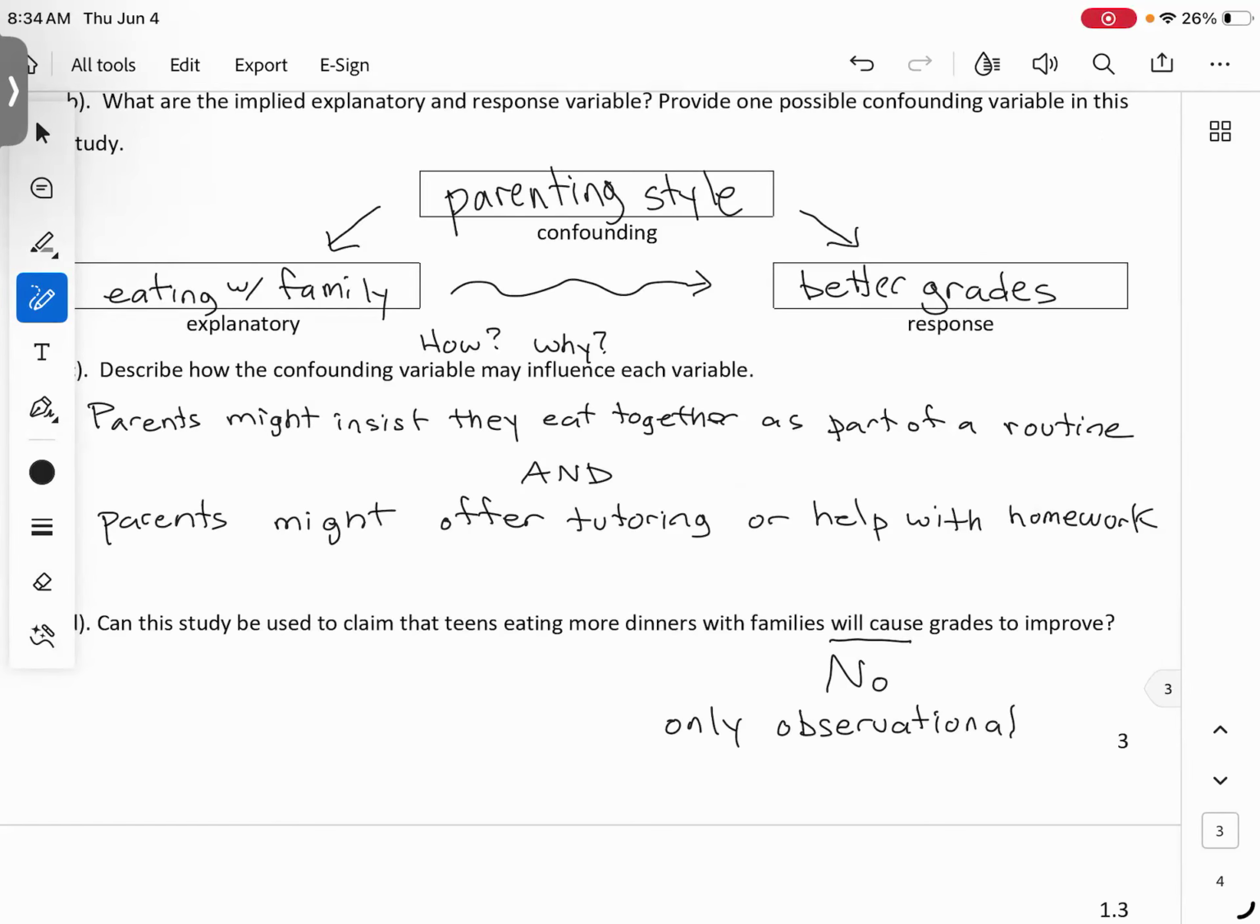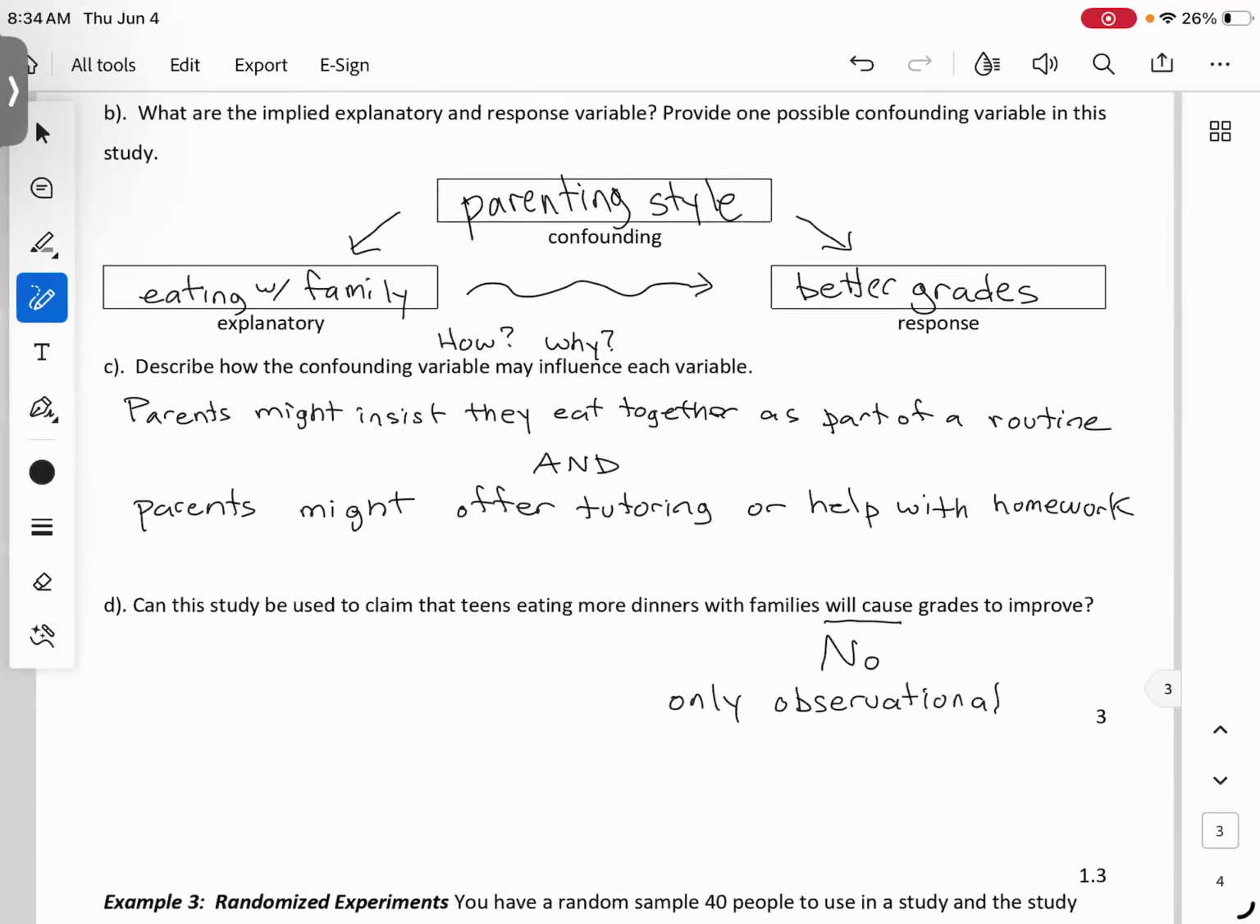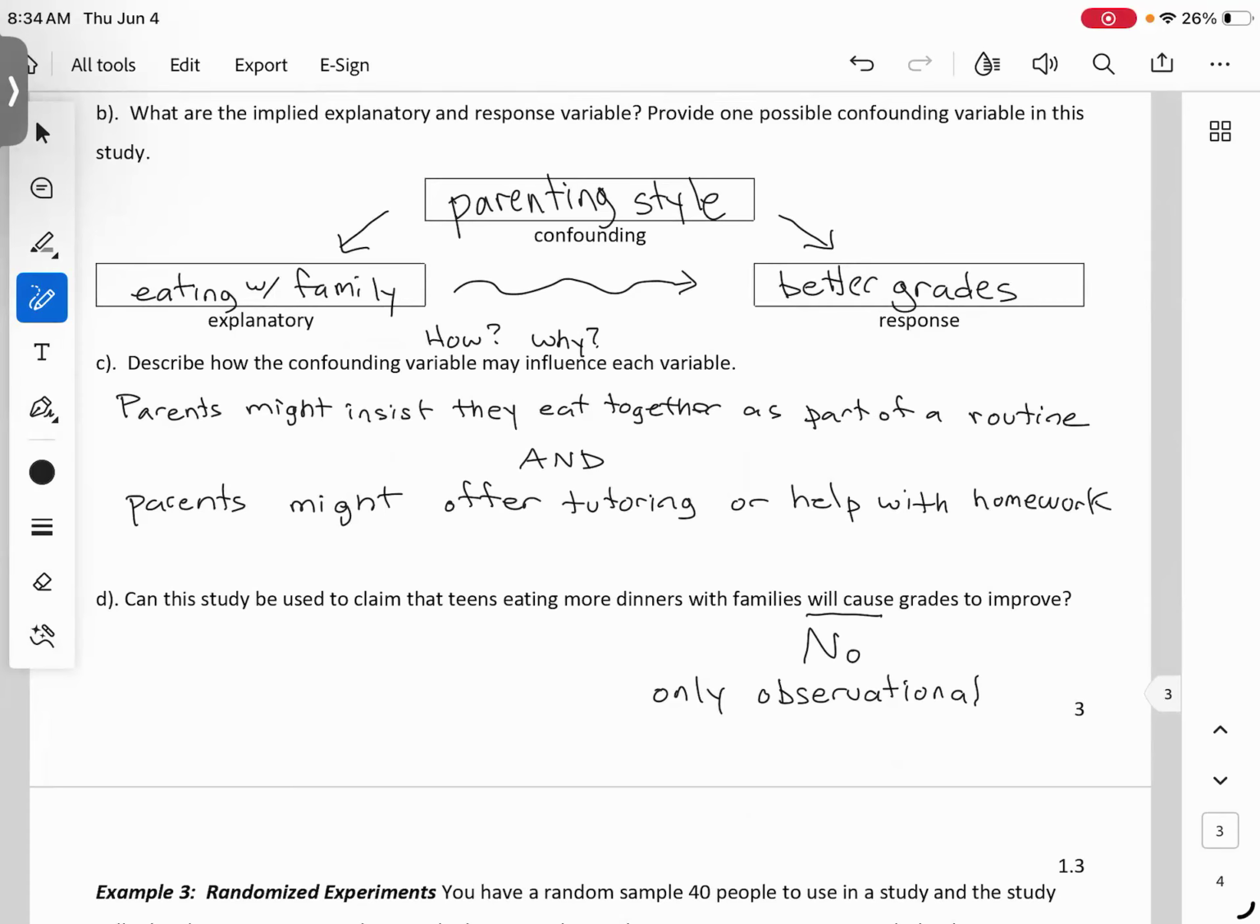So again, there's lots of other things that could have been put in there as your third confounding variable, but when you do it, make sure you give nice, descriptive reasons why. Make sure your arrow goes in this direction, right? That might lead to this, and then make sure your explanation goes in this direction, right? That might lead to more of the response.